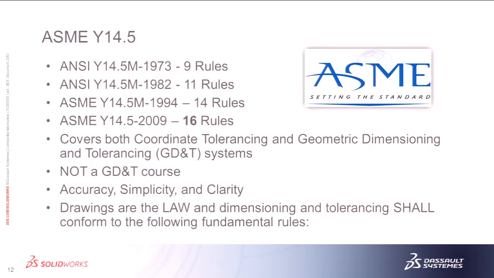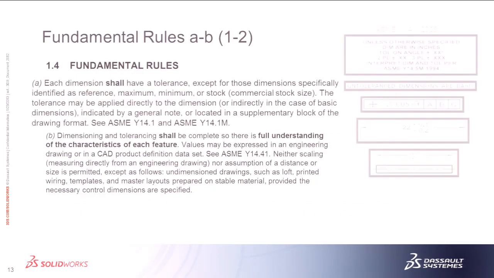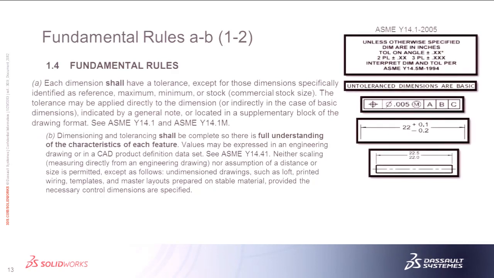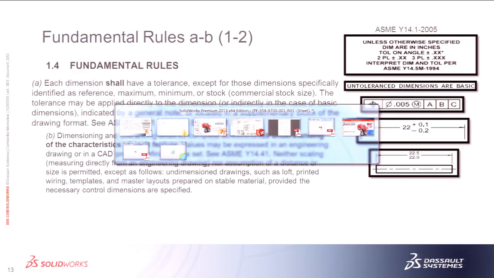But drawings are the law, especially when you start handing them out to people. Dimensioning and tolerancing, the rest of this sentence is straight from the standard right before the fundamental rules: shall conform to the following fundamental rules. So it's saying it's mandatory. Number 1, each dimension shall have a tolerance, except for those dimensions specifically identified as reference, max, min, stock, and stuff like that. That's pretty important. Jeremy's going to show you a couple ways that you can satisfy this rule.